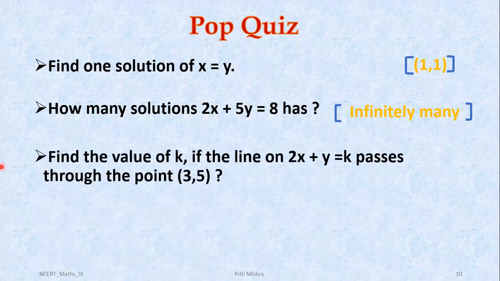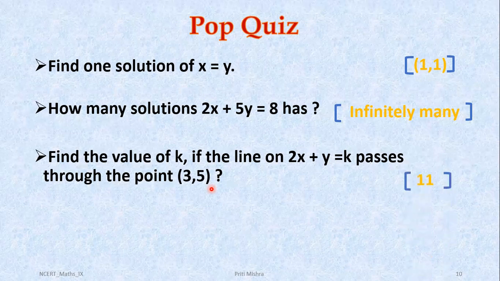The next question is find the value of k if the line 2x plus y equals k passes through the point 3, 5. So you have to find the value of k here. The answer is 11. What you need to do is just put 3, 5 at the place of x and y, then by doing a simple calculation, you can find k equals 11.